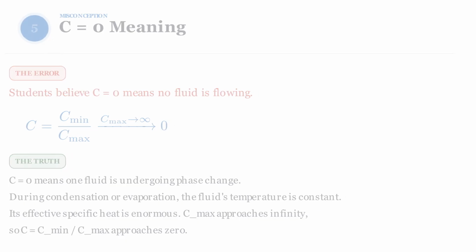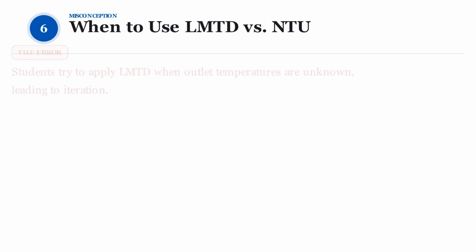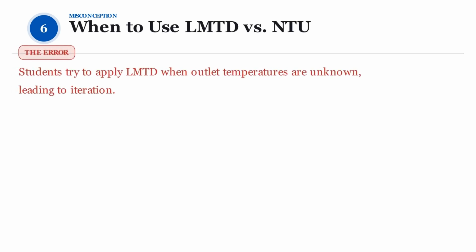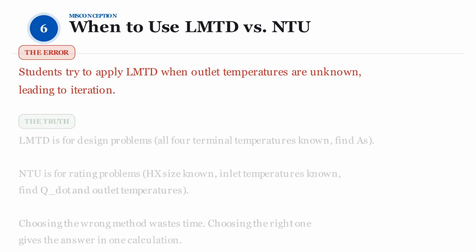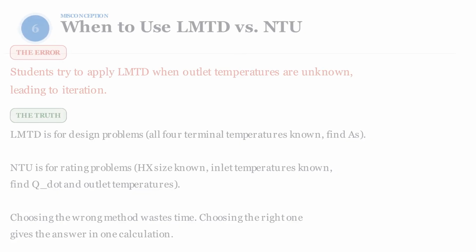Misconception 6. When to use LMTD versus NTU. The error: students try to apply LMTD when outlet temperatures are unknown, leading to iteration. The LMTD is for design problems. All 4 terminal temperatures known, find A_s. NTU is for rating problems. HX size known, inlet temperatures known, find Q dot and outlet temperatures. Choosing the wrong method wastes time. Choosing the right one gives the answer in one calculation.